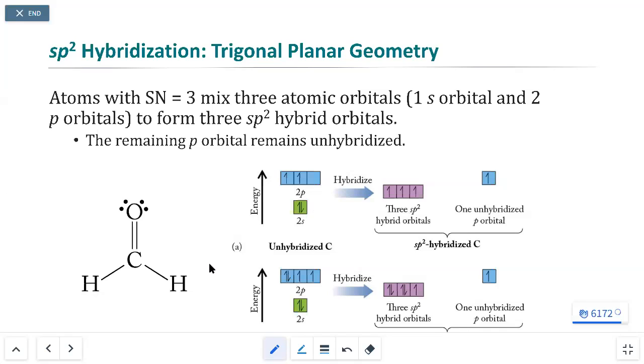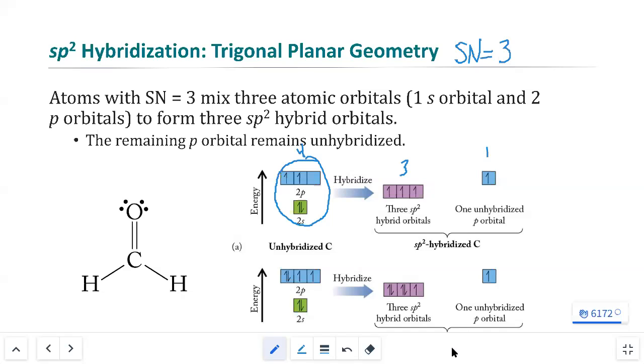So let's move on to sp2. sp2 geometry, this is where we have steric number of 3. In sp2 geometry, since we only have a need for 3 hybrid orbitals, we're going to throw in an s. We're going to throw in 2 p's. That's going to give us 3 in total. Now, since the valence shell includes 4 orbitals, but we're only hybridizing 3, we're going to have 1 orbital there that is unhybridized.